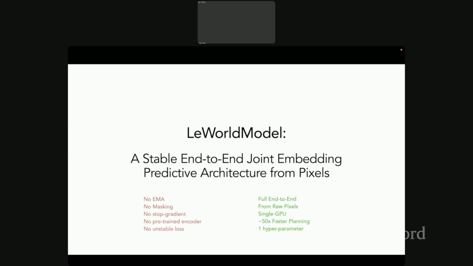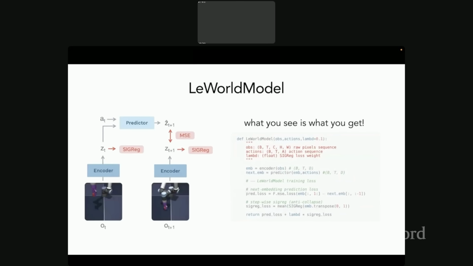So what is LeWorldModel? It's just a simple JEPA that doesn't use any tricks. So there is no exponential moving average, no masking, no stop gradient, no pre-trained encoder, and also no unstable loss. Why? Because we have a single hyperparameter, and we make the model such that it's only 15 million parameters. So it means you can train that on a single GPU. It's fully end-to-end from raw pixels, so there is no auxiliary information such as proprioception or whatever. And we observe that it's 50 times faster for doing planning. So basically, it's JEPA in its pure essence.